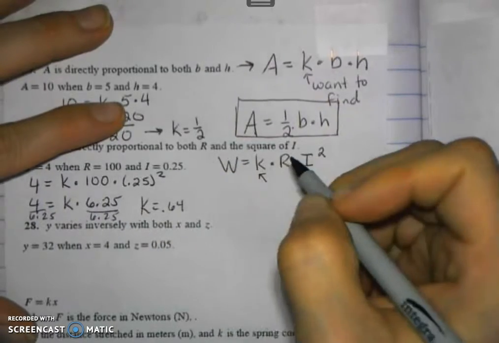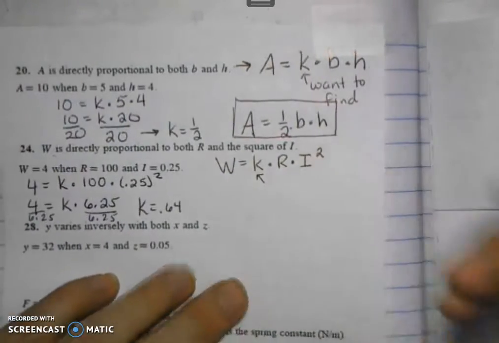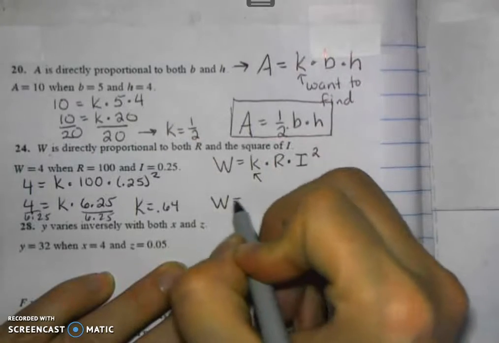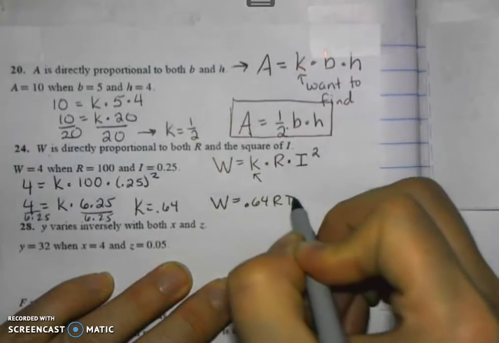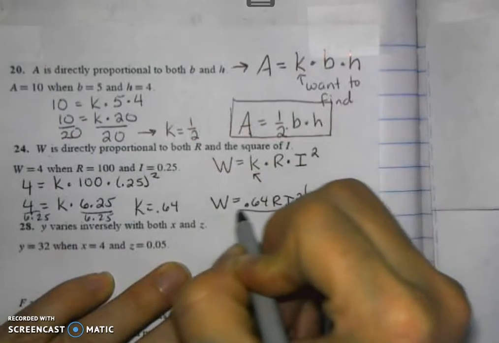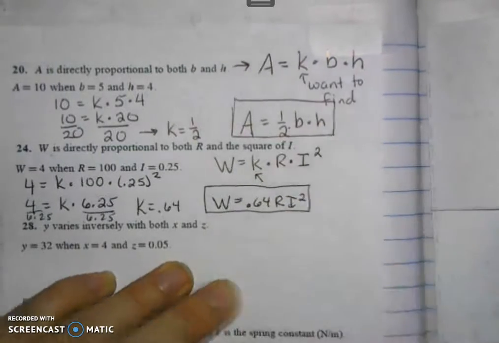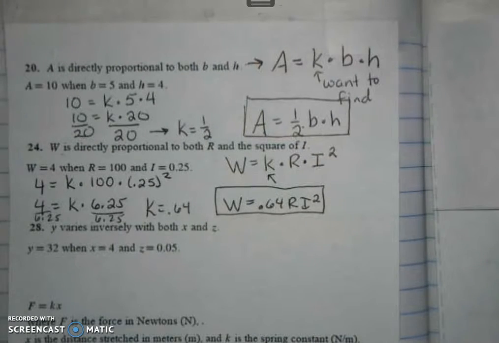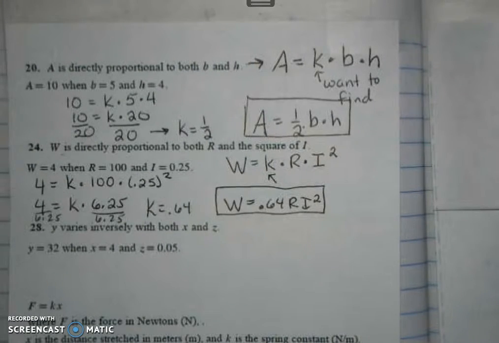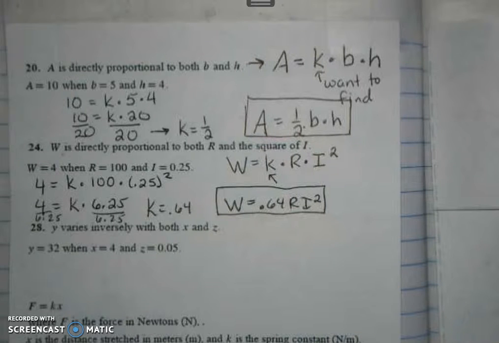Now, I don't have any idea what formula this is for. W equals 0.64 R I squared is our final answer. I find these questions kind of silly. I mean, why do I need to know this? It's just one of those things you just have to do as you get in higher education.